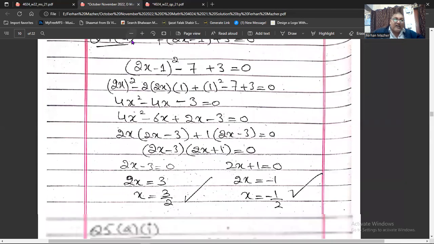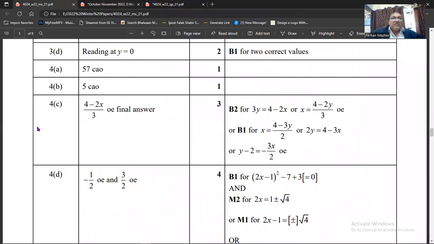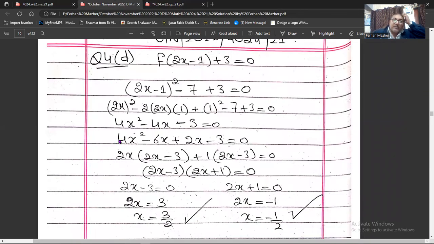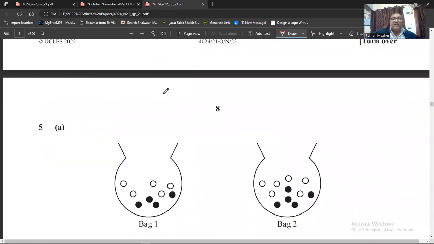So this is how question number 4 and its D part is done. Question number 4 and its D part, it is minus 1 by 2 and 3 by 2. Minus 1 by 2 and 3 by 2 is the right answer, sir. I hope you understand this. Okay, that was question number 4, and now we are going to the next question.